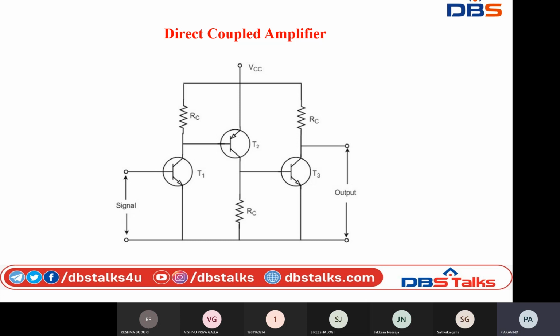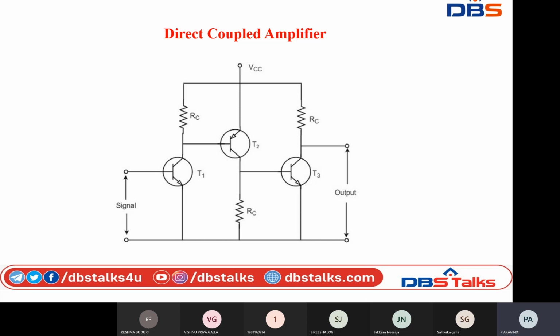Why? Because if there are any variations in one transistor, they get cancelled by the variations in the other. So the rise in the collector current and any other variations in the beta of one transistor may get cancelled by the decrease in the other, right? So this is the direct coupled amplifier circuit.